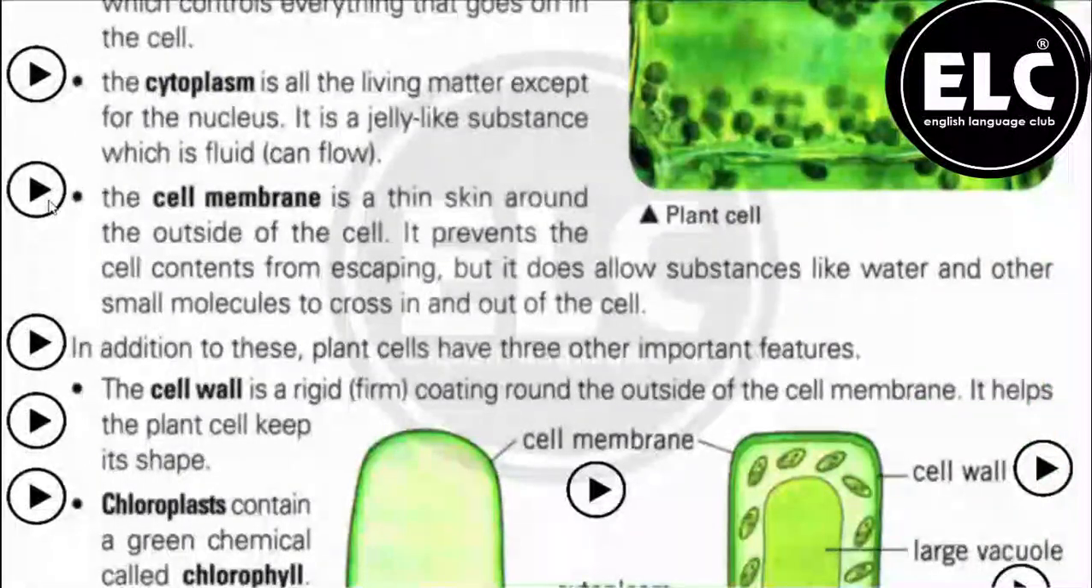The cell membrane is a thin skin around the outside of the cell. It prevents the cell contents from escaping, but it does allow substances like water and other small molecules to cross in and out of the cell.